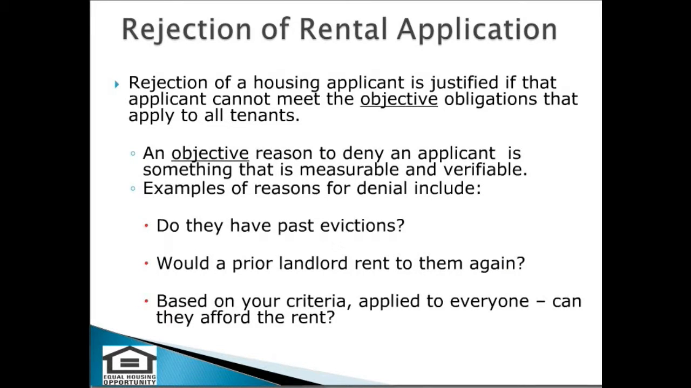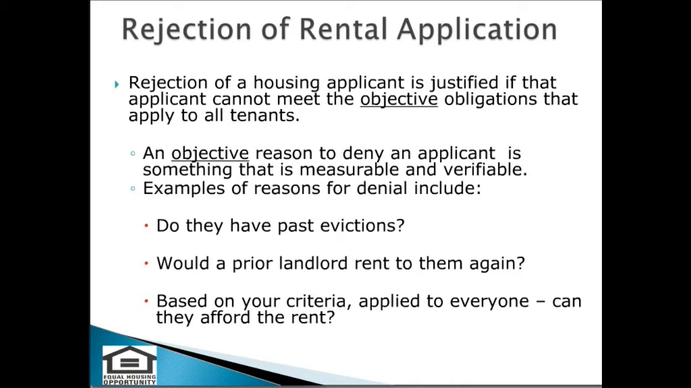Rejection of rental application. Rejection of a housing applicant is justified if that applicant cannot meet the objective obligations that apply to all tenants. An objective reason to deny an applicant is something that is measurable and verifiable. Examples of reasons for denial include: do they have past evictions? Would a prior landlord rent to them again? Based on your criteria, applied to everyone, can they afford the rent? A landlord should never use a subjective reason for denial, meaning a reason that can't be verified. Example, you have a bad feeling about the applicant because of his race.